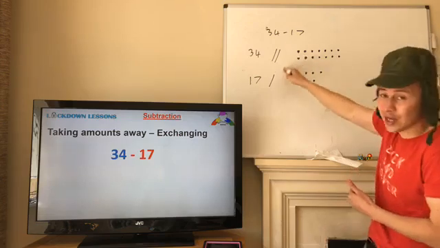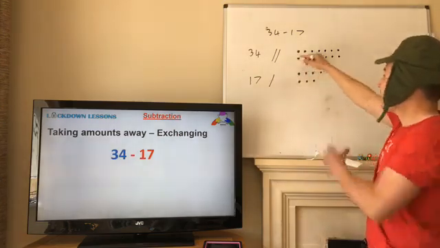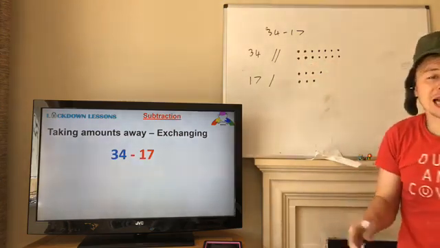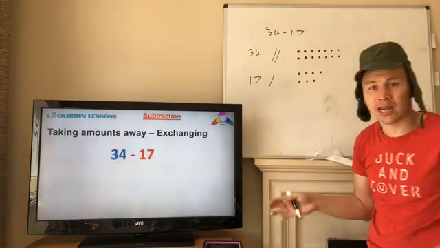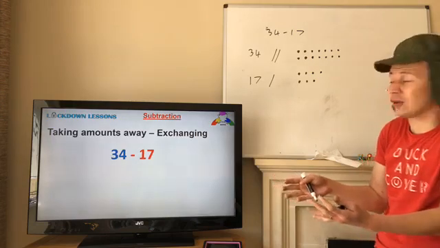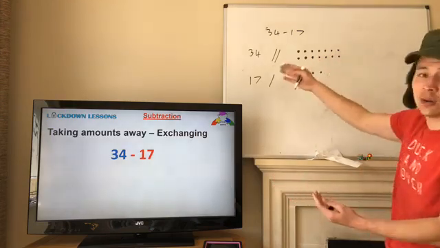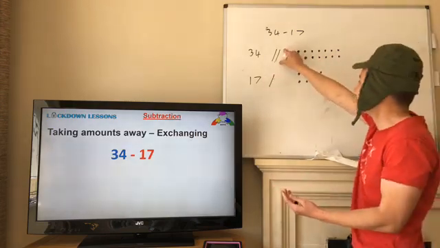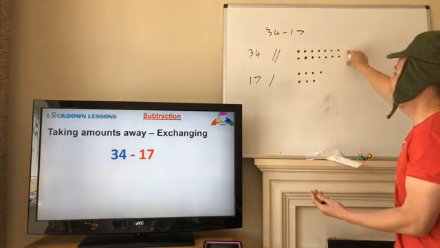Okay, so I've just exchanged this line for 10 dots. That's what's really happening. When you talk about borrowing, maybe if parents are listening and you're being taught this in column method, that's what you're doing. You're actually exchanging. You're not borrowing anything. You are just changing this 10 into 10 units, into 10 single ones.